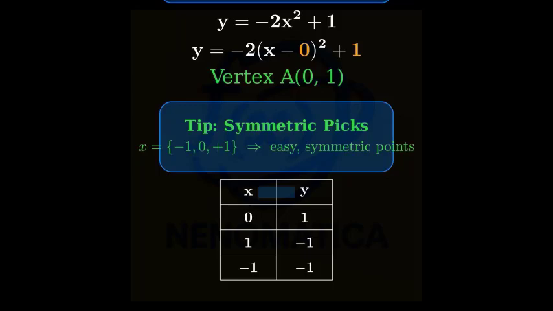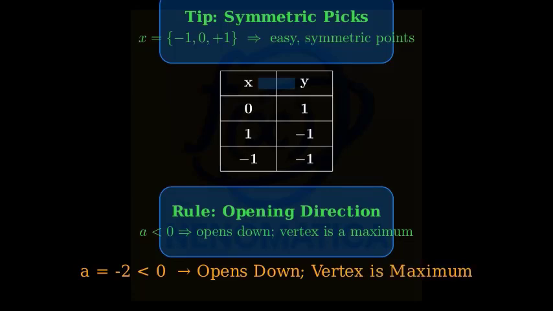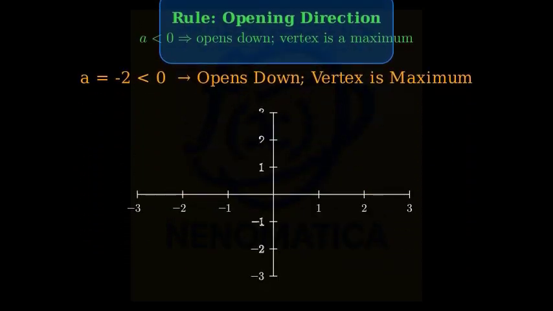Step 3. Determine the opening direction and whether the vertex is a maximum or a minimum. Since a equals negative 2, which is less than 0, the parabola opens downward, and the vertex (0, 1) is a maximum. Step 4. Plot the points and draw the curve. We place the vertex at (0, 1), and the symmetric points (1, negative 1) and (negative 1, negative 1). The axis of symmetry is x equals 0. Finally, we sketch a smooth downward opening parabola through these points.